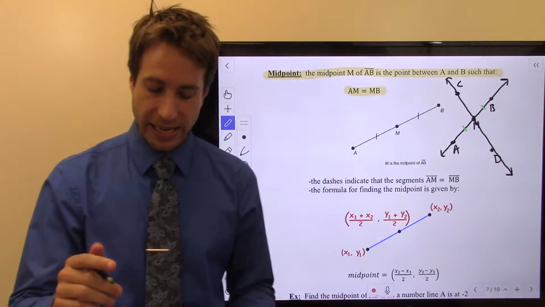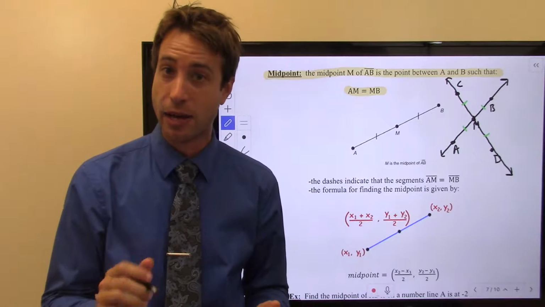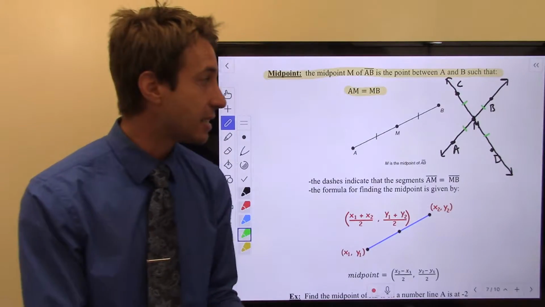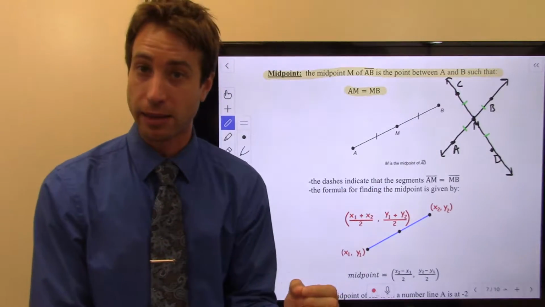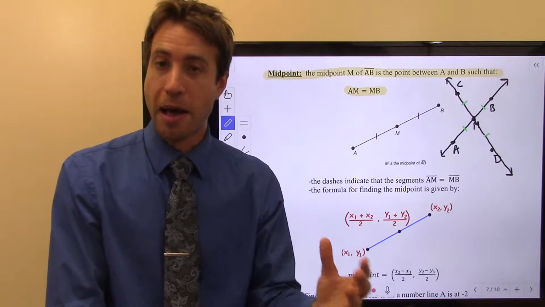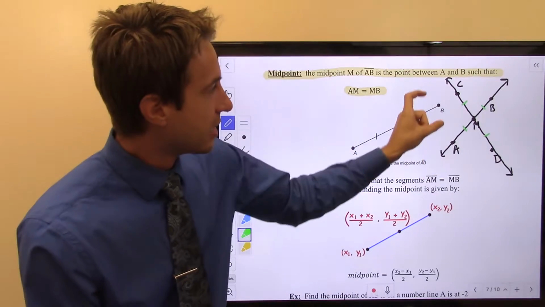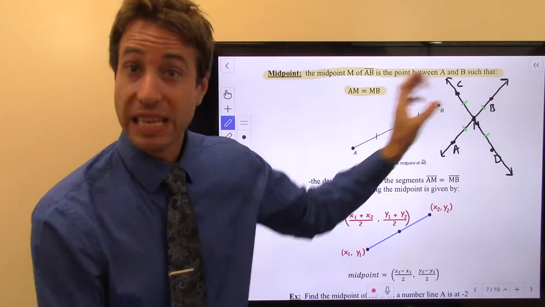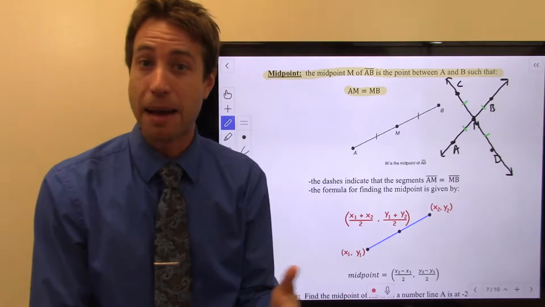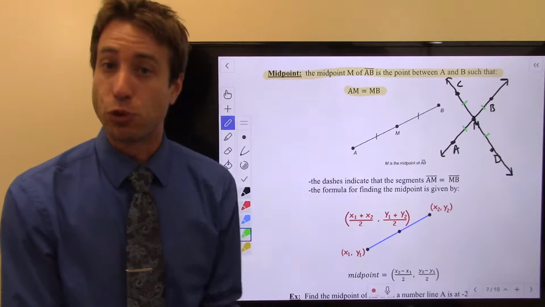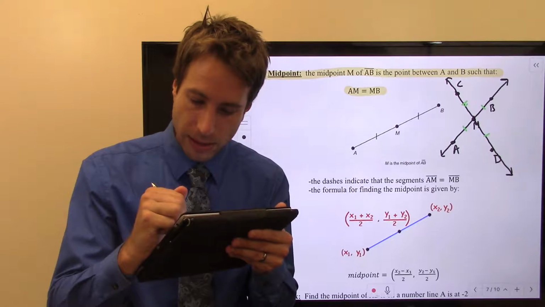But please be very careful here. I cannot use a single dash again. You can't use just one dash, and the reason is because I already used one dash right here. AM and MB are the same length. They're equal to each other. But that does not mean, and hopefully I've drawn this the right way so that you can tell, that CM is also the same measure as AM and MB. In fact, CM is not the same length. So since I've already used one dash, I simply use a double dash.